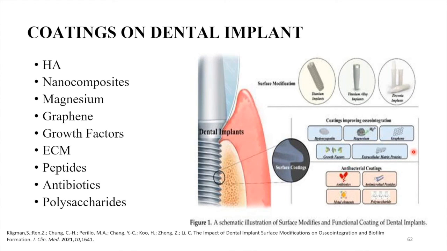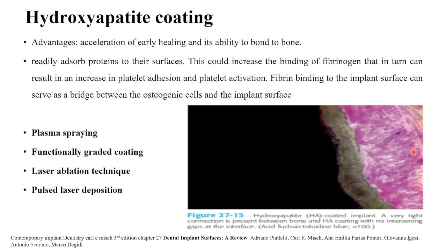Various dental implant coatings are present, such as hydroxyapatite, nanocomposites, magnesium, graphene, growth factors, extracellular matrix, peptides, antibiotics, and polysaccharides. So hydroxyapatite coating, its advantages are there is an acceleration of the early healing and the ability to bond to the bone. It readily absorbs the protein onto its surface, and this could increase the binding of the fibrinogen, which in turn can result in an increased platelet adhesion and activation. The fibrin binding to the implant surfaces can serve as a bridge. Now, this can be achieved by plasma spraying, functionally graded coating, laser ablation technique, and pulse laser deposition.